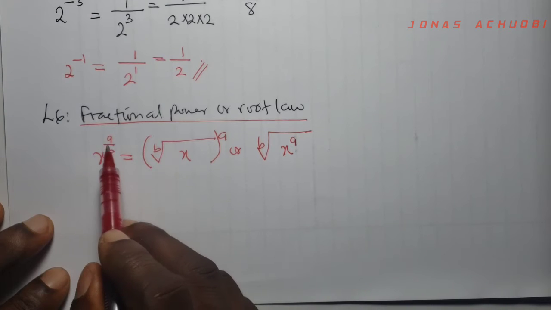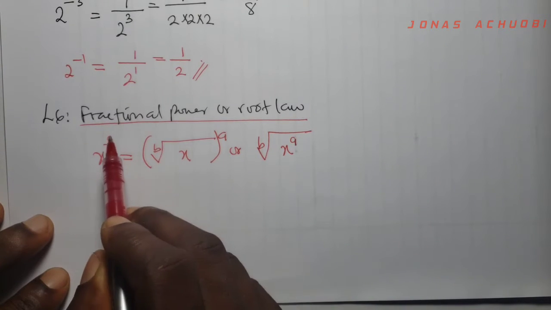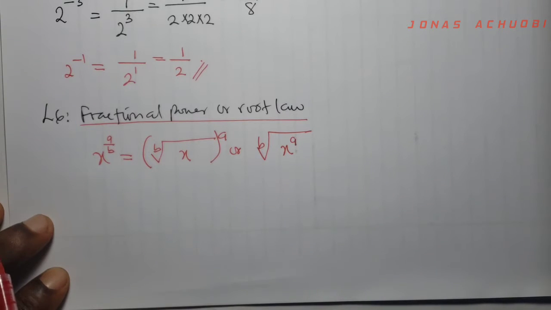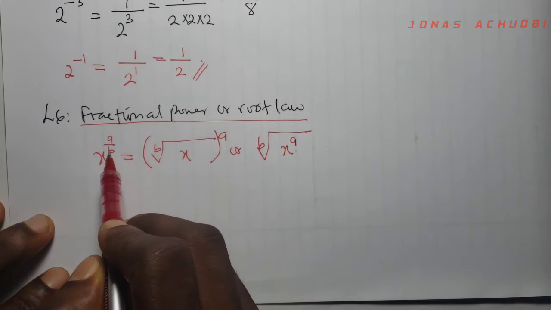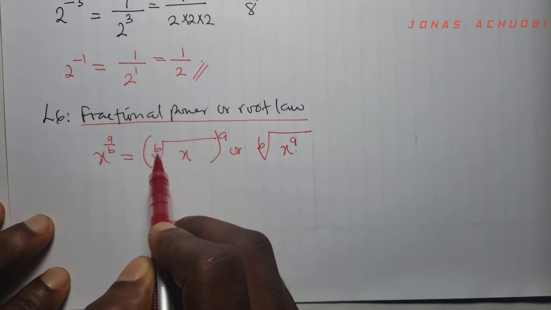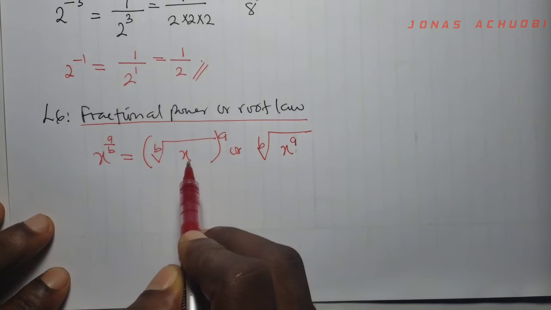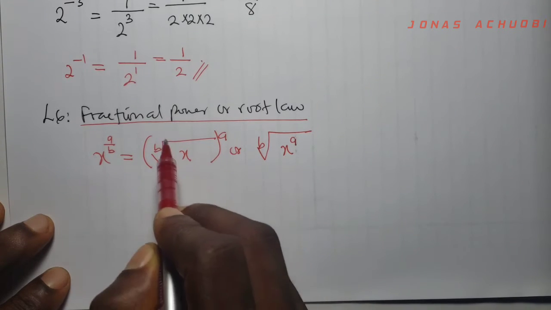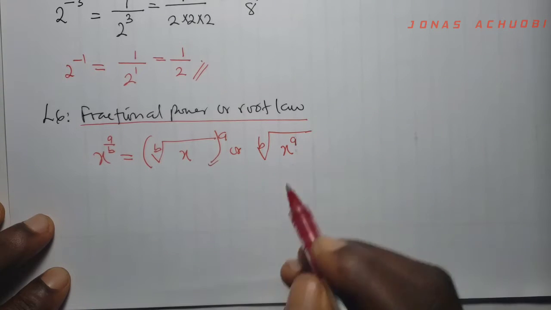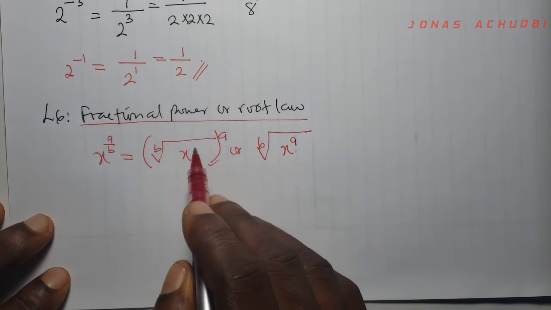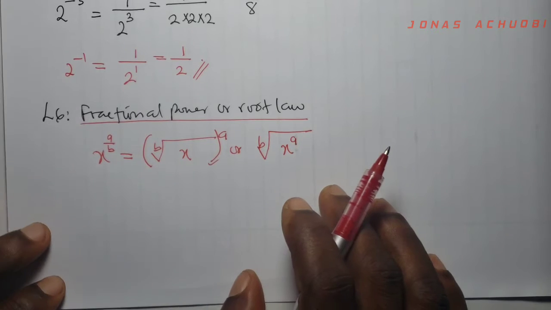So the law is saying that if you have a fractional power, of course a fraction will have two parts, a numerator and a denominator. What you should now write is the denominator is what you put on the root sign. So that becomes the b-th root of the base x raised to the power a. This is what we commonly use. But note that we can also express this as this.